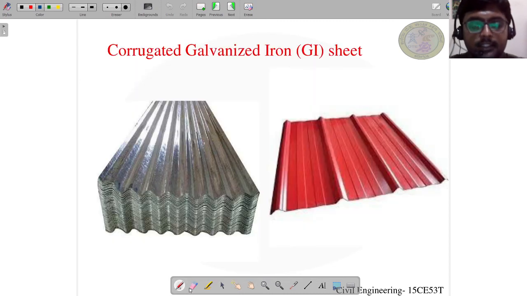Okay, next let us move on to the third content of this session, which is corrugated galvanized iron sheet. So what is this corrugated? Corrugated means, as you can see, the undulations in these sheets, these are known as the corrugations. What is this galvanized? The iron sheets are given a coat of zinc coating to avoid corrosion. That is why we use the word galvanized. So this becomes corrugated galvanized iron sheet.